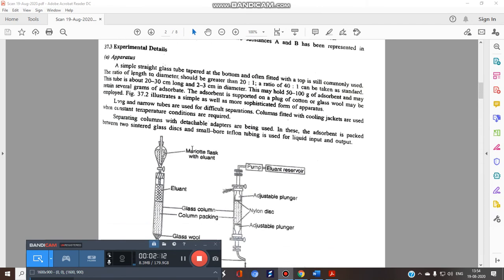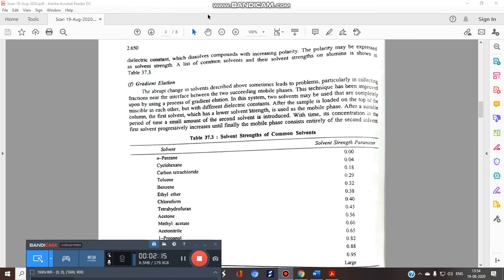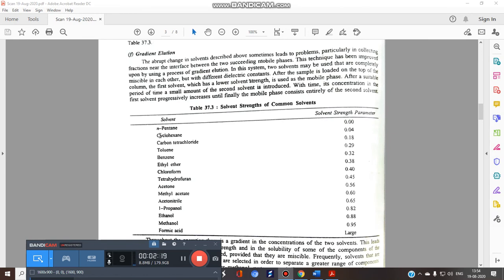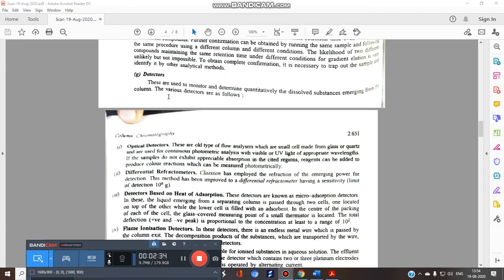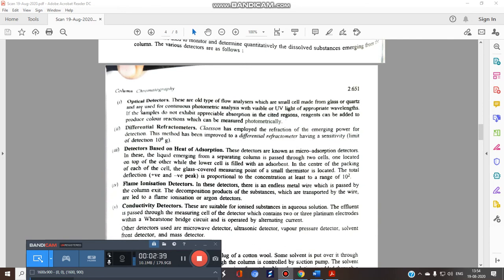Okay, so it talks about here in this book the gradient elution. We have already covered this. There are different solvent strengths mentioned, like, so this is the polarity chart, you can say: n-pentane, cyclohexane, toluene are non-polar, and these are the polar ones, like ethanol, methanol, and formic acid. Then there are different types of detectors that are sometimes used in sophisticated column chromatography, like optical detectors, differential refractometers, flame ionization detectors, and conductivity detectors.